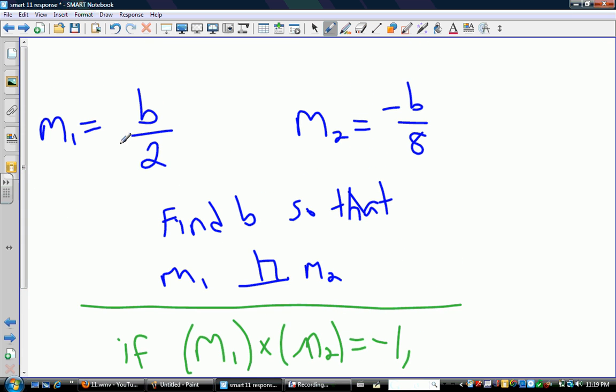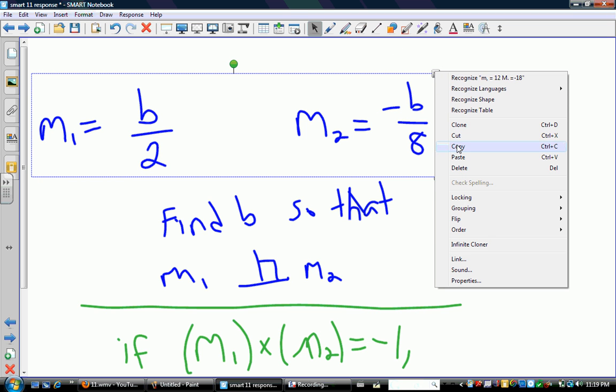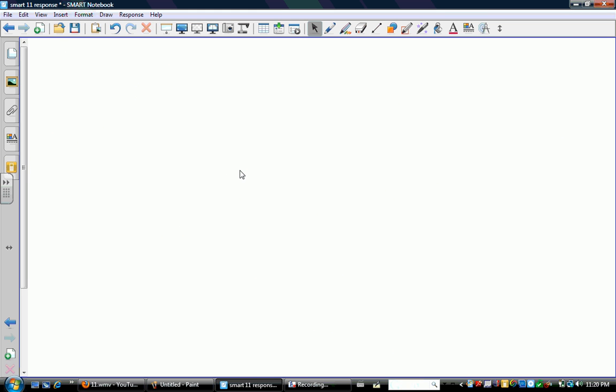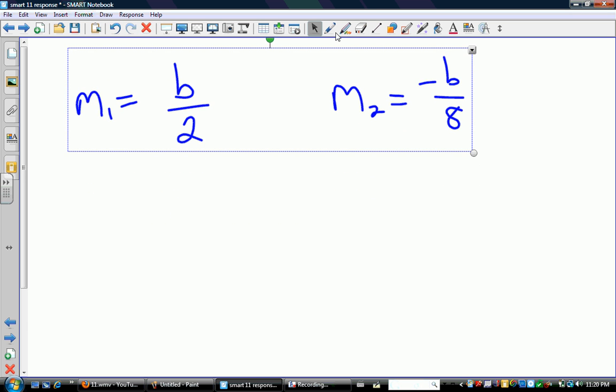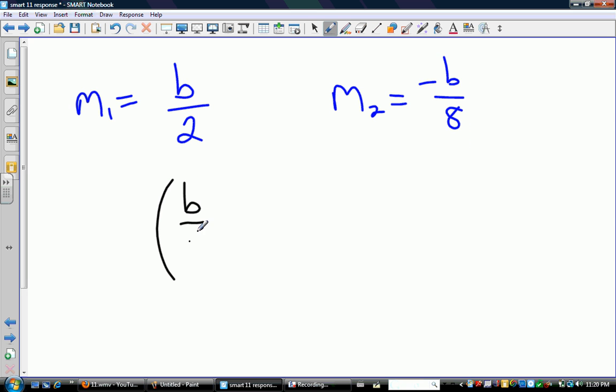Again, I had a slope of b over 2 and a slope of negative b over 8. So what we wanted to do was multiply them together and make sure that they had a product of -1. So let's get a fresh, new, clean page. What we want to do is multiply these two numbers together. So I'll multiply them: b over 2 times negative b over 8.